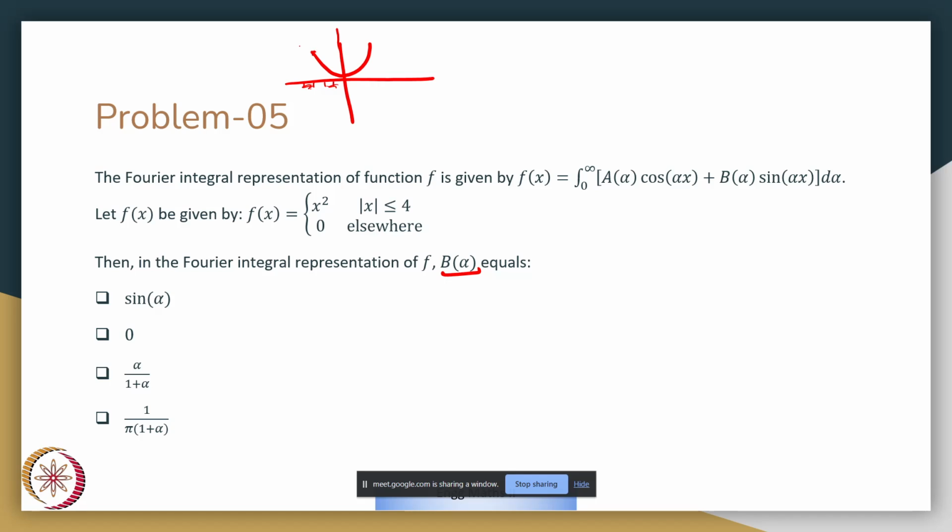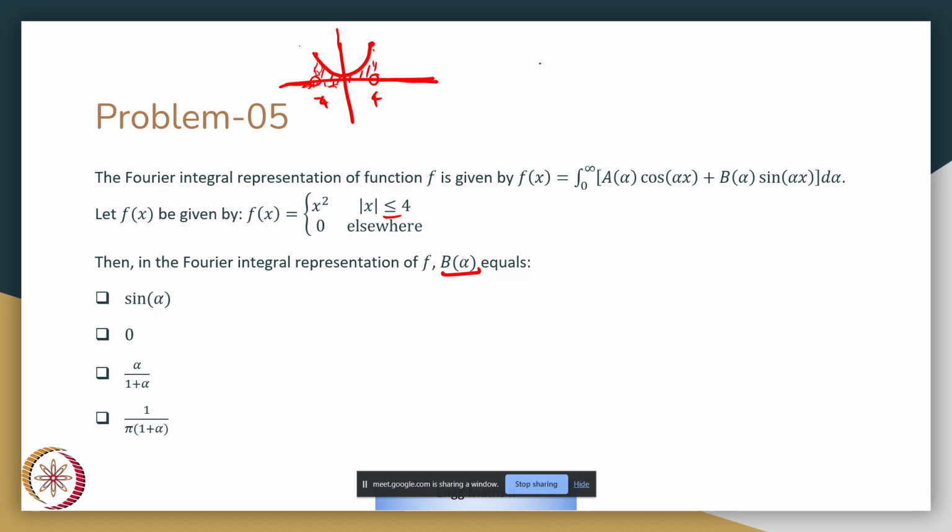And at x equal to 4 and x equal to minus 4, it should have the value 16 because it's less than or equal to, and after that it will be 0 everywhere. Again, you can see that this area is bounded, so f turns out to be absolutely integrable over the entire real axis, and secondly, f is a piecewise continuous function, therefore the Fourier integral representation is valid.